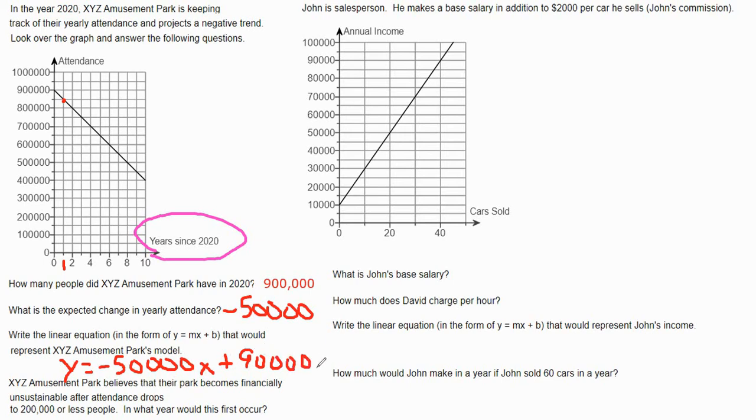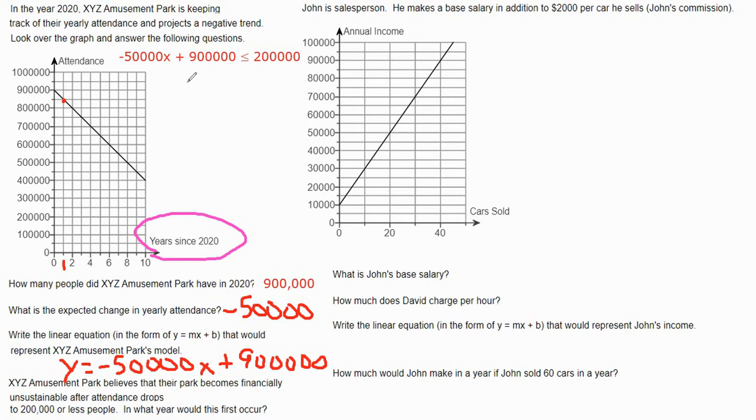The last question is, XYZ amusement park believes that their park will become financially unsustainable after the attendance drops to 200,000 people or less. In what year would this first occur? Essentially, we need to set up the equation, or make it an inequality, to find out when. That should be another x right there, negative 50,000x plus 900,000, when this will be less than or equal to 200,000 people.